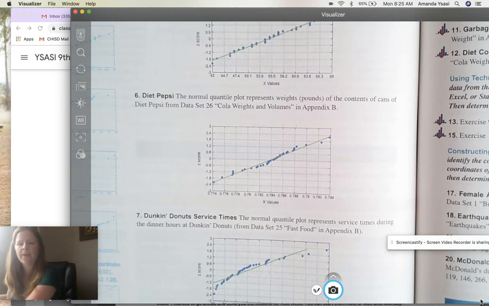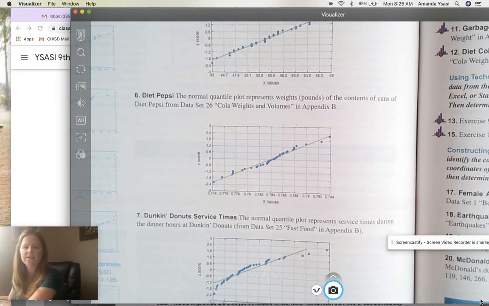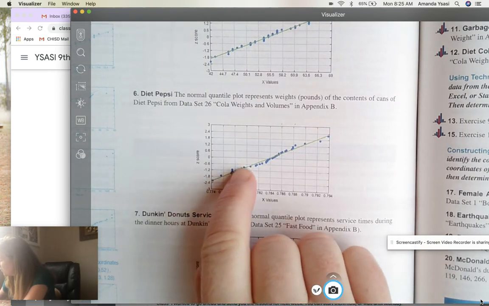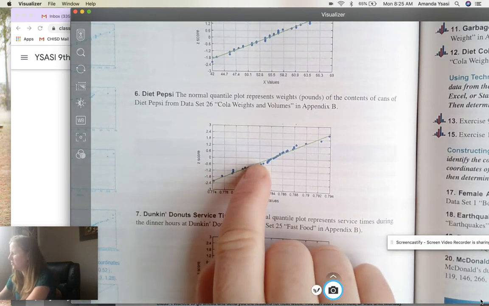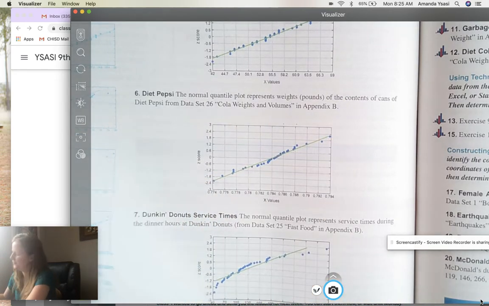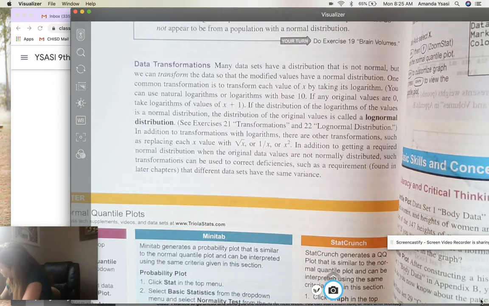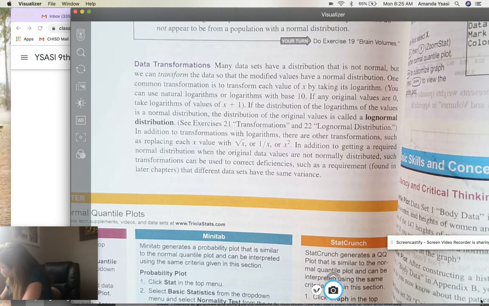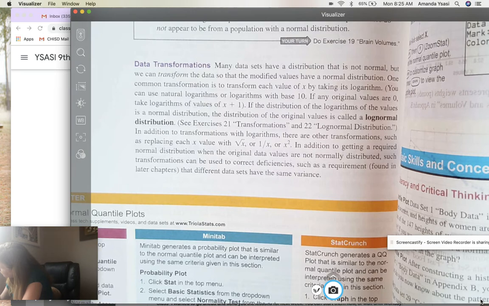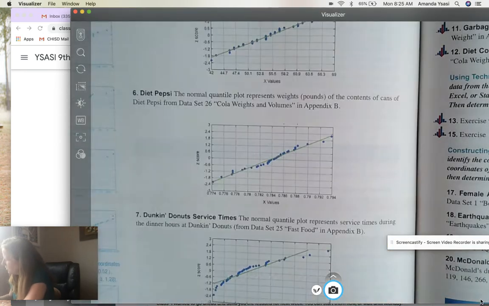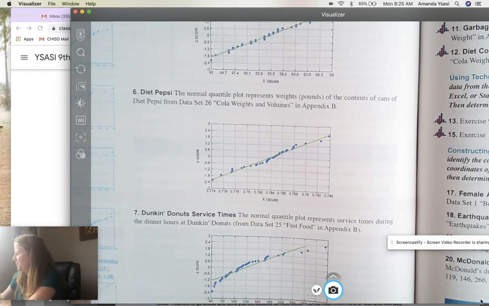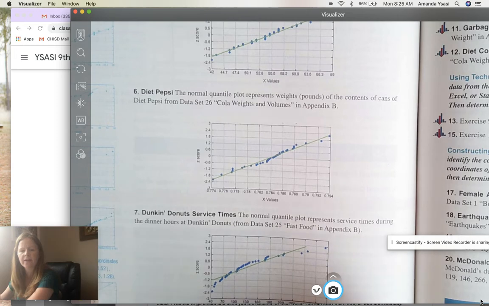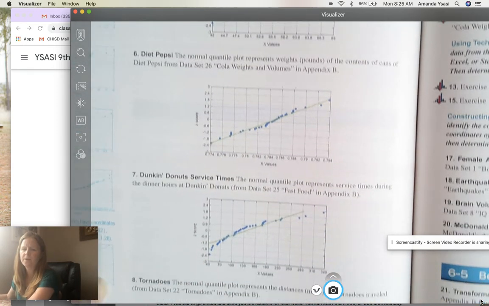Okay, now look at number 6. It's talking about Diet Pepsi, the contents of the can, cola weights and volume. So let's kind of follow these. Does it follow a straight line or is it more of a systematic pattern? It's reasonably close to a straight line. It's not following a pattern like that other one is, so this is normal.